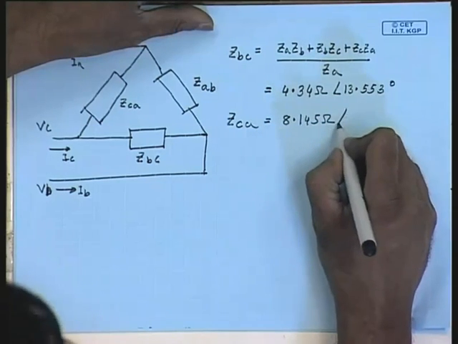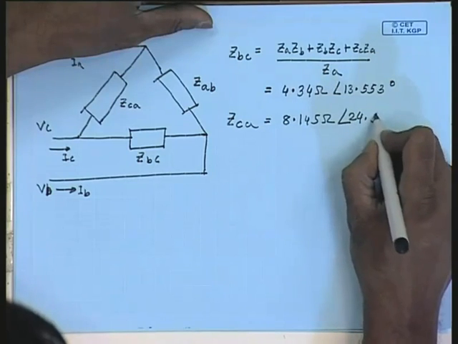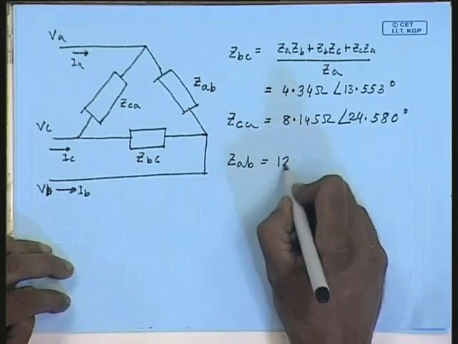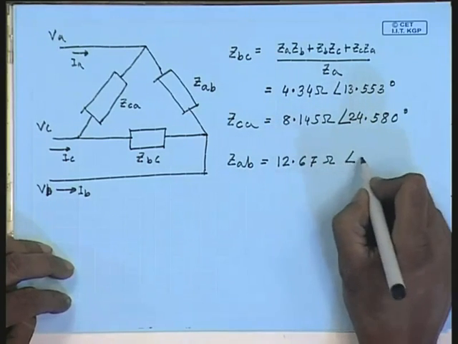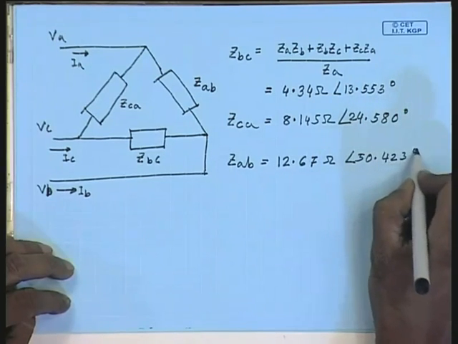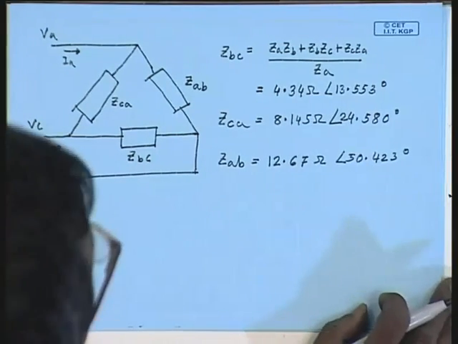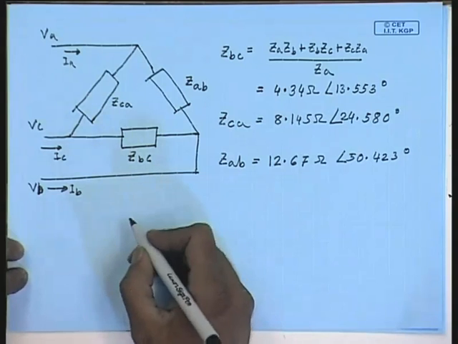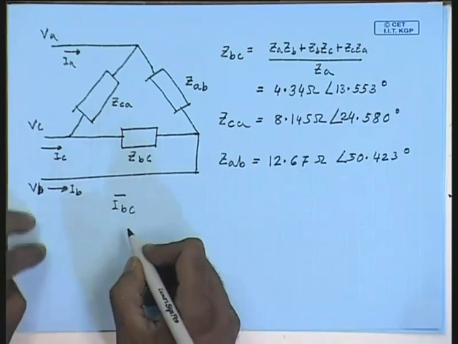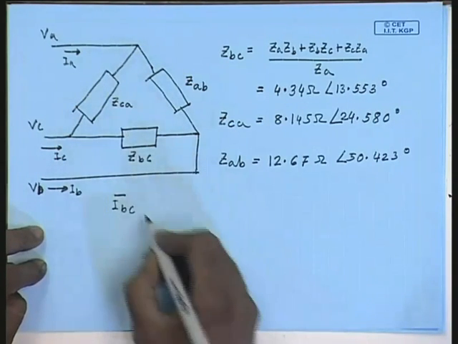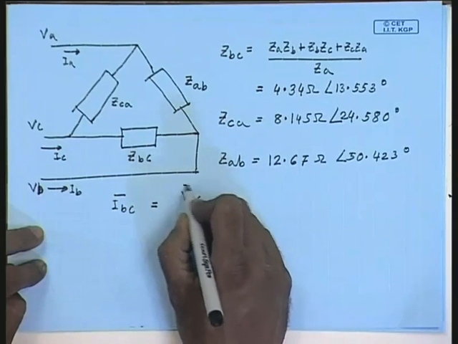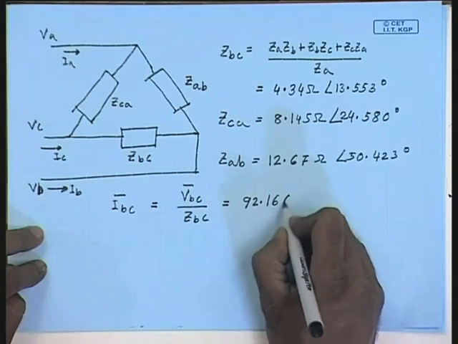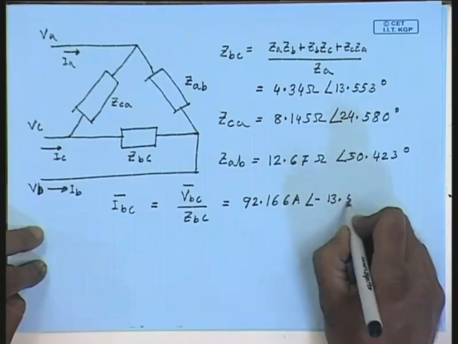In a similar manner, we can find out Z CA to be equal to 8.145 ohm, angle 24.583 degrees, and Z AB comes out to be 12.67 ohm, angle 50.423 degrees. Now that we have the impedances, it is easy to find out the currents. Let us say I BC equal to V BC by Z BC. This comes to equal to 92.166 ampere at an angle of minus 13.553 degrees.